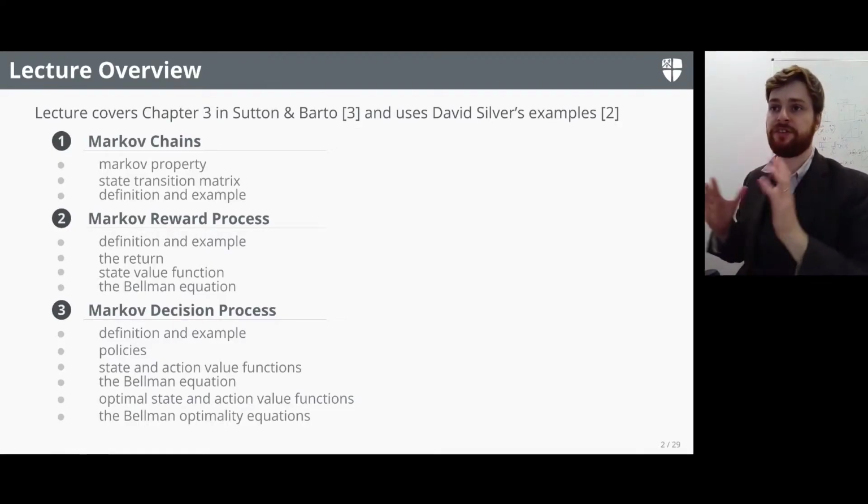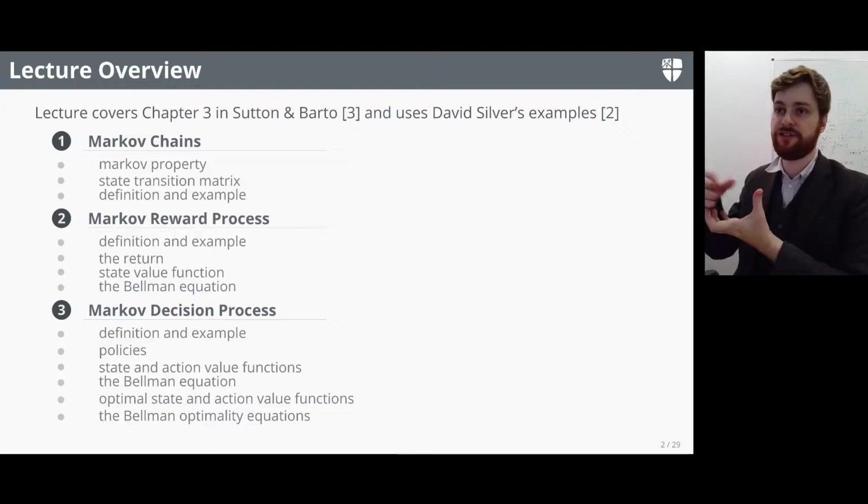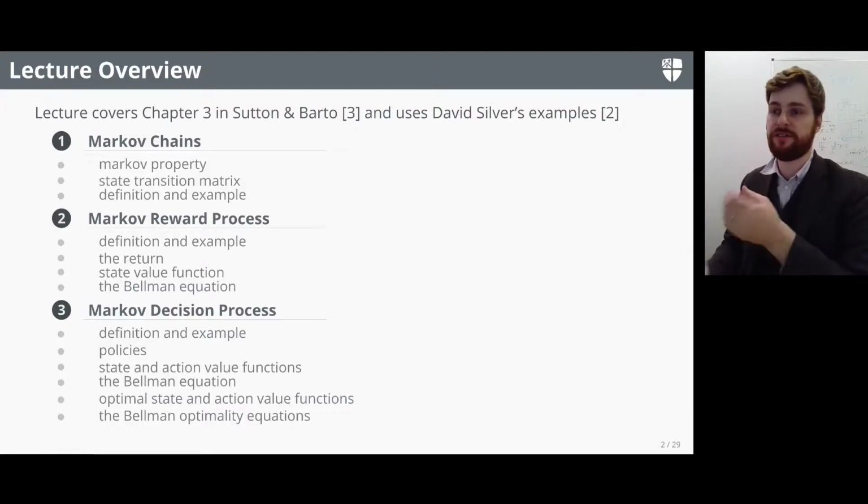So in this lecture, we're just going to look at MDPs in their low-level matrix forms, but later we're going to say, well, actually we could approximate these functions with deep neural networks to solve them for much larger state spaces.